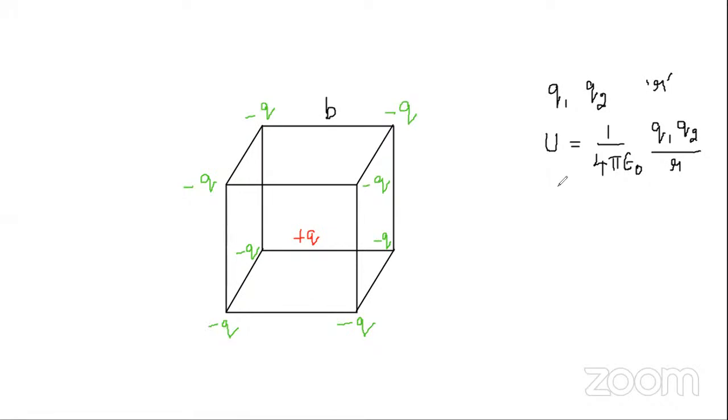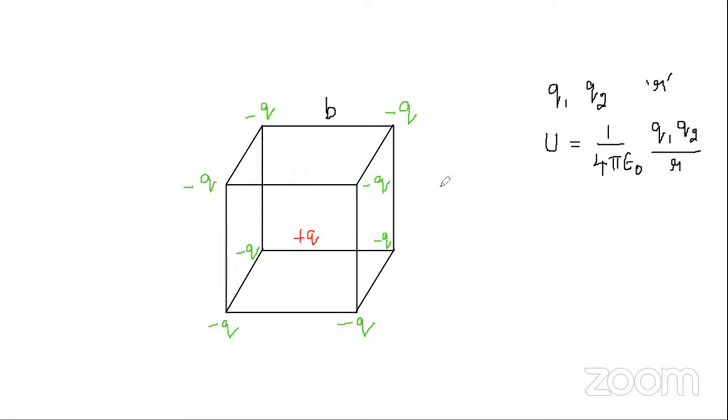So in the present problem, you have a positive charge plus Q at the center of the cube, and you have charges at the corners. So the total potential energy is given by 8 pairs. This plus Q and this minus Q is 1 pair, like this. Here you have Q1 Q2 by R. So you have 8 pairs, each plus Q and minus Q, and like that you will have totally 8 pairs.